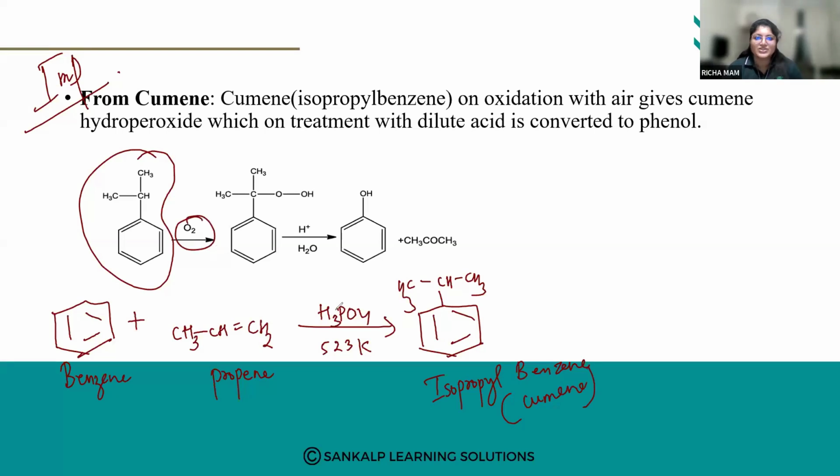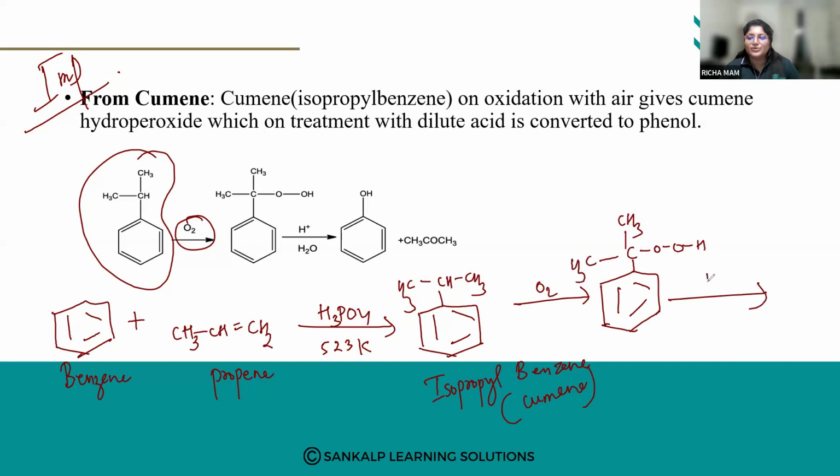We are going to do oxidation in the presence of air. So what will be added? Across this H, oxygens are added, a double bonded oxygen is added, giving COOH, CH3 and CH3. Now further, I'm going to do acidification. So this is your cumene hydroperoxide.